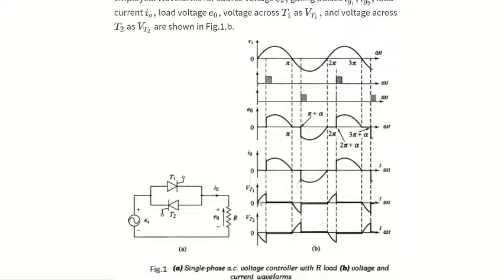Observe the output voltage. From 0 to alpha, till T1 is turned on, there is no output across the load. Output is E naught, what you are measuring across the load. Once T1 starts conducting, the input signal appears across the load. So you are getting the output here. This output is because of T1 conducting.